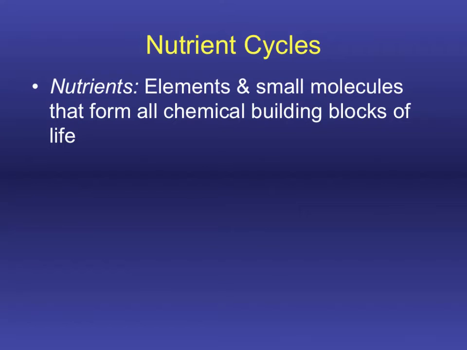Alright, so we're going to finally finish up our chapter on community and ecosystem ecology by taking a look at some nutrient cycles, and we're only going to look at a few of them. We're going to look at water, carbon, nitrogen, phosphorus, and sulfur because those are some of the main ones that have the biggest impact on what the living world has to deal with.